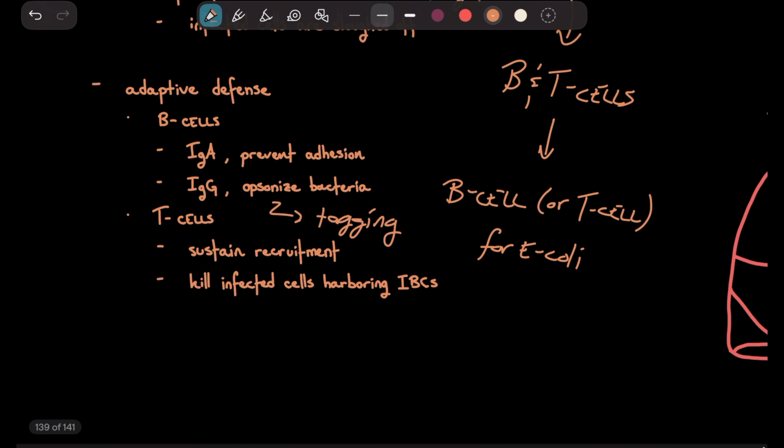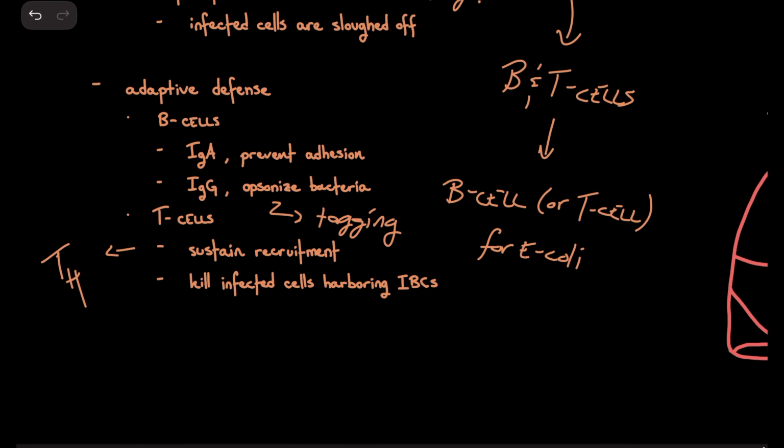Your T cells, your T helper. T helper cells will sustain recruitment. So with all the chemical signals that they secrete, basically being like the coach of the immune system, telling them what plays to run, what to do, the T helper cells are going to sustain recruitment in that area.